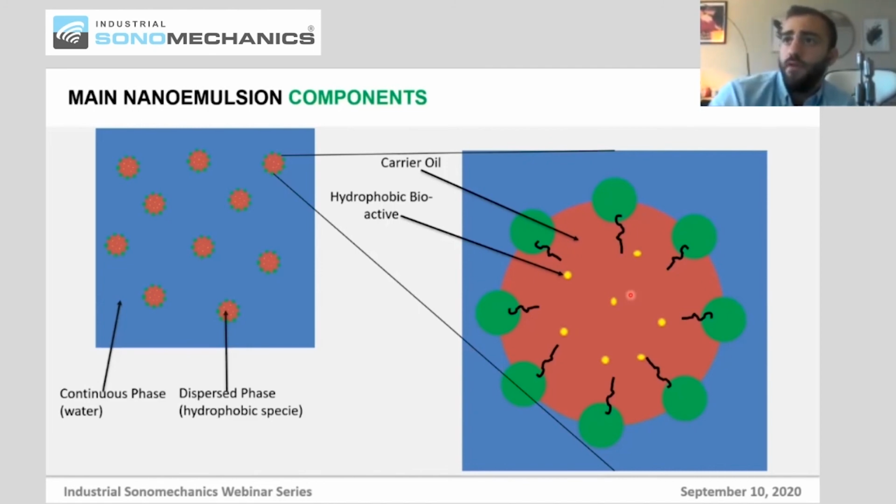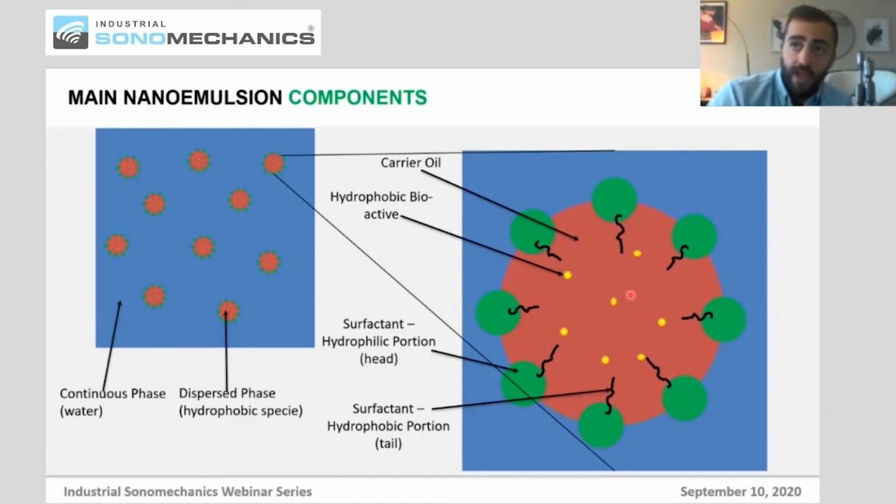And then on the surface of these droplets are the surfactants, or the surface active agents. They preferentially adsorb to the surface. They have a hydrophilic portion, or a head, that associates itself with the water phase. And they have a hydrophobic portion, or a tail, that actually goes into the dispersed phase.